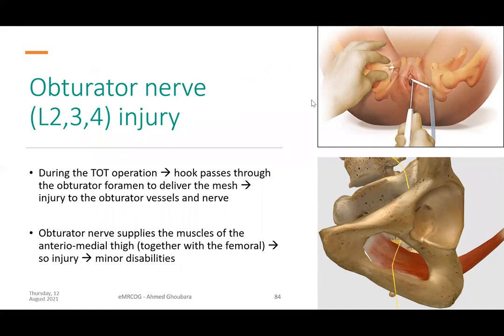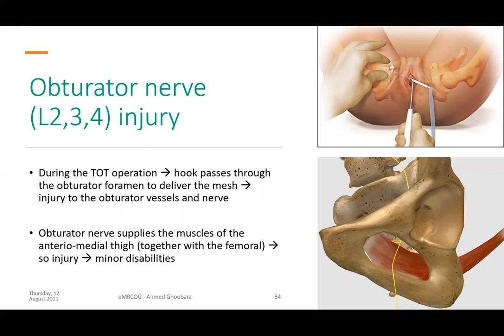Okay, so obturator nerve injury. This happens during the TOT operation with the transobturator tape. The surgeon passes the tape through the obturator foramen and delivers it through the vagina. This is one of the surgical managements of stress urinary incontinence, providing suspension of the urethra and the bladder. So we deliver the needle through the obturator canal. What structures pass through the obturator canal? The obturator nerve and obturator artery. Inadvertently, you might injure the artery and nerve, so you need to take great care and know what you are doing in order to avoid injuring the nerve and artery passing through the obturator canal.